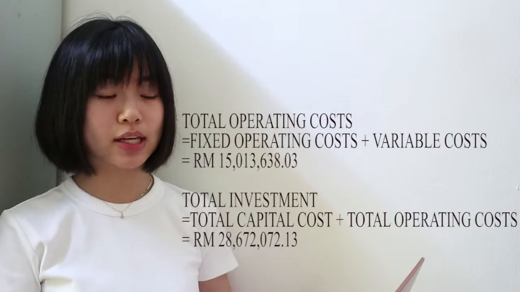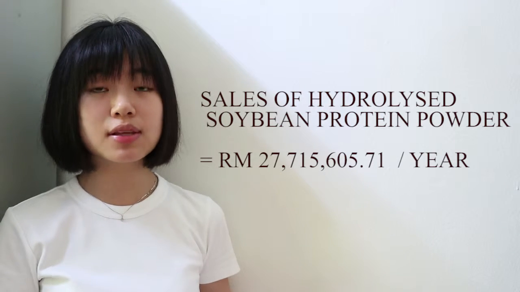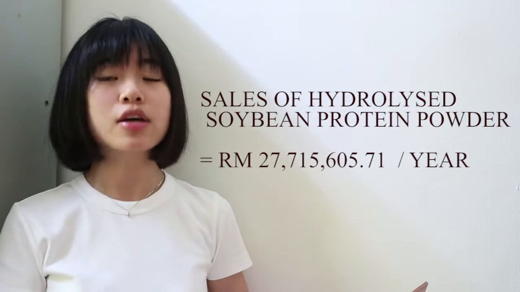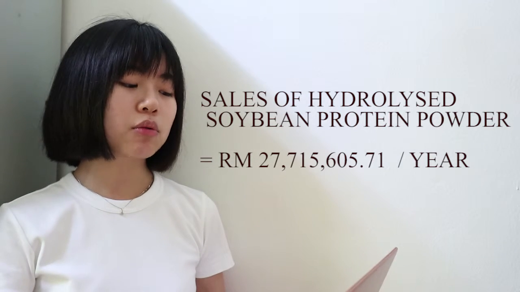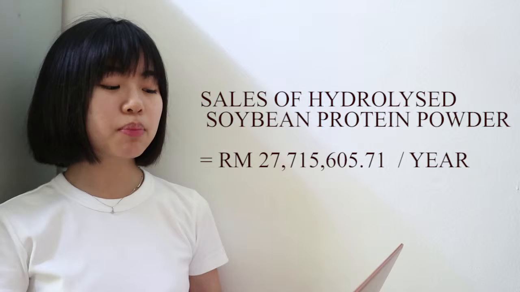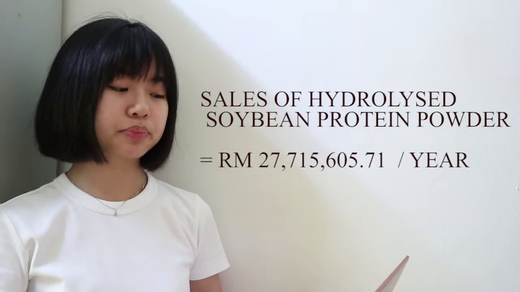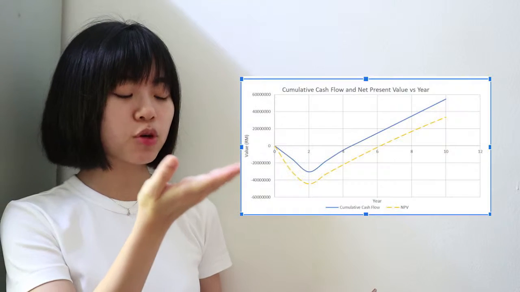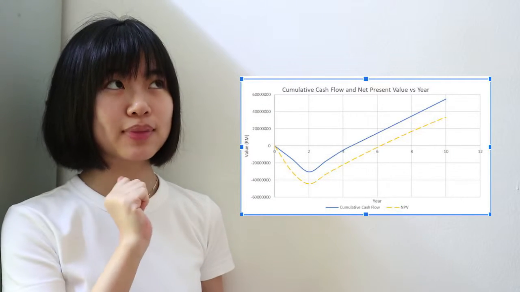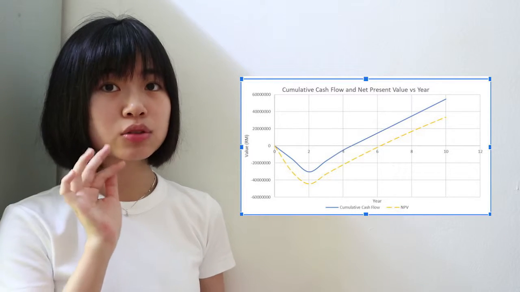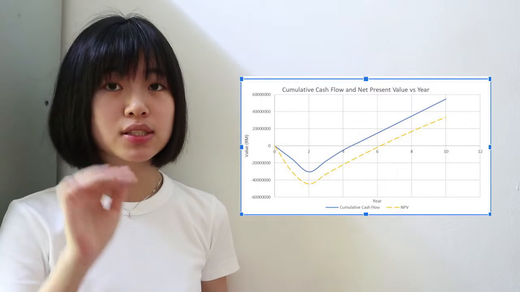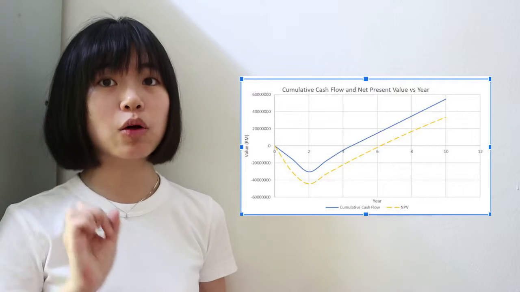And our total investment, which is total capital cost and total operating cost, is 28.67 million ringgit Malaysia. So for our income, it depends solely on the sales of hydrolyzed soybean protein powder, which is 500 gram per pack, and our sales will be 27.715 million per year. And then you can see this is our cumulative cash flow and net NPV graph per year. You can see that our payback time is around 2.97 years, which is at the 3rd year we can get our profit already.